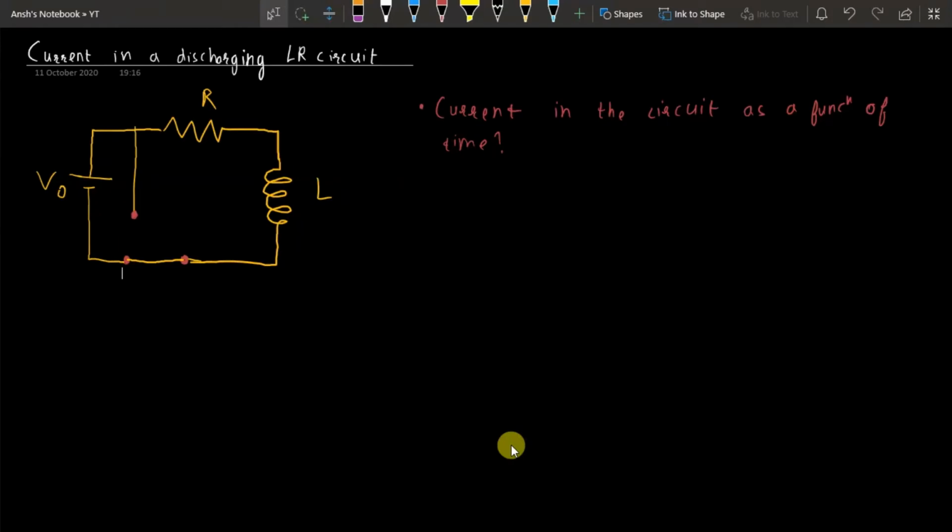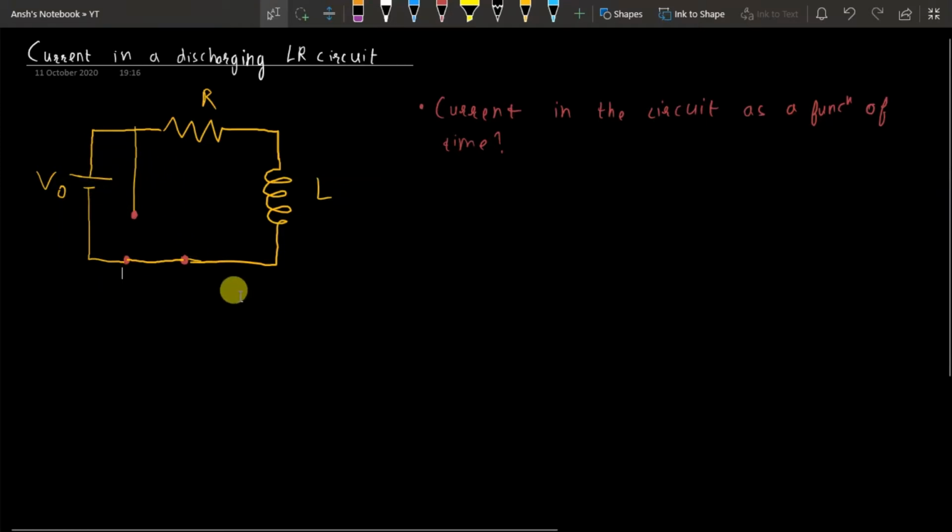Hi everyone. In this video, we're going to be looking at a discharging LR circuit, and we want to find out the current in the circuit as a function of time. Before watching this video, you should watch the charging LR circuit video, which will be in the top right corner. But once you've done that, let's start here.